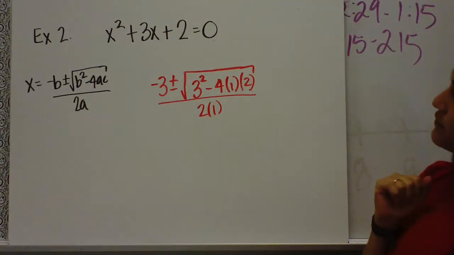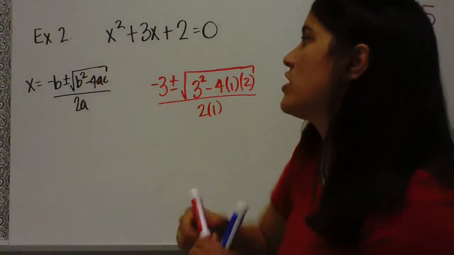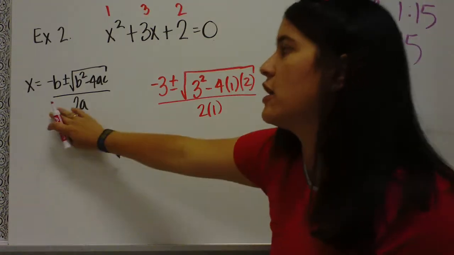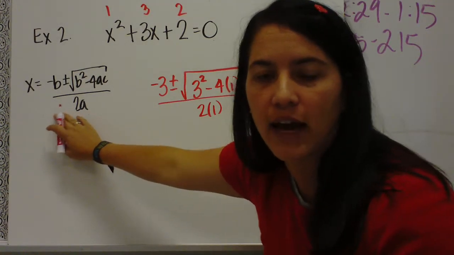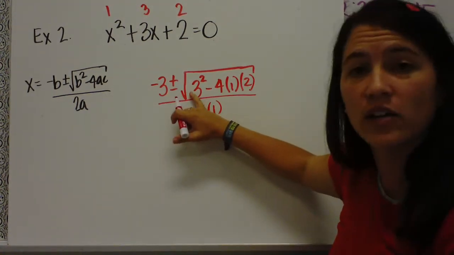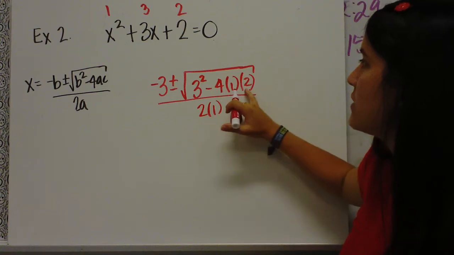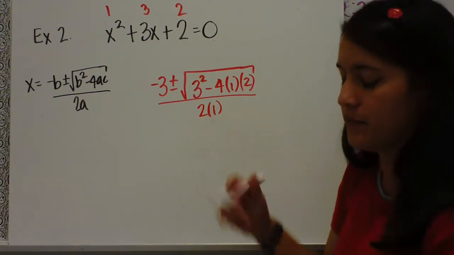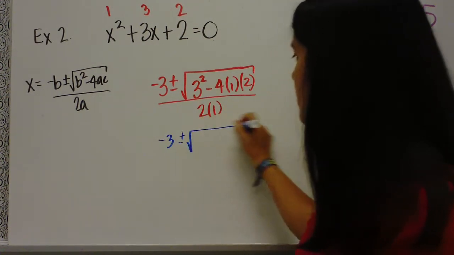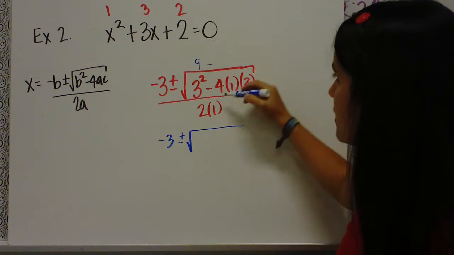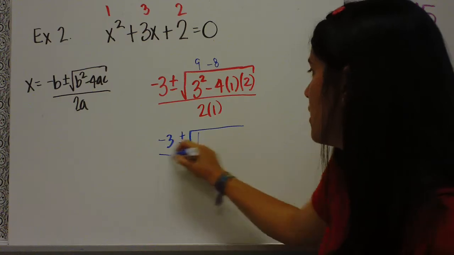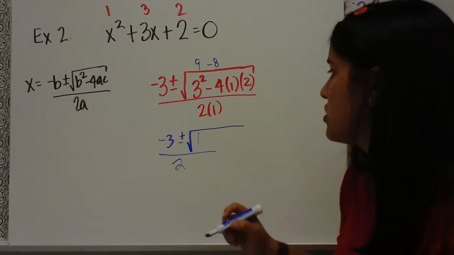Alright, example 2. My equation is in standard form, so I see my a is 1, my b is 3, and my c is 2. Here's my formula, so I can always look back at it, and I've input my values. Negative b plus or minus the square root of b squared minus 4 times a times c, all over 2 times a. Now I'm going to take the values: negative 3 plus or minus. So this is 9 minus 4 times 1 times 2, which is 8. 9 minus 8 is 1. All over 2 times 1 is 2.